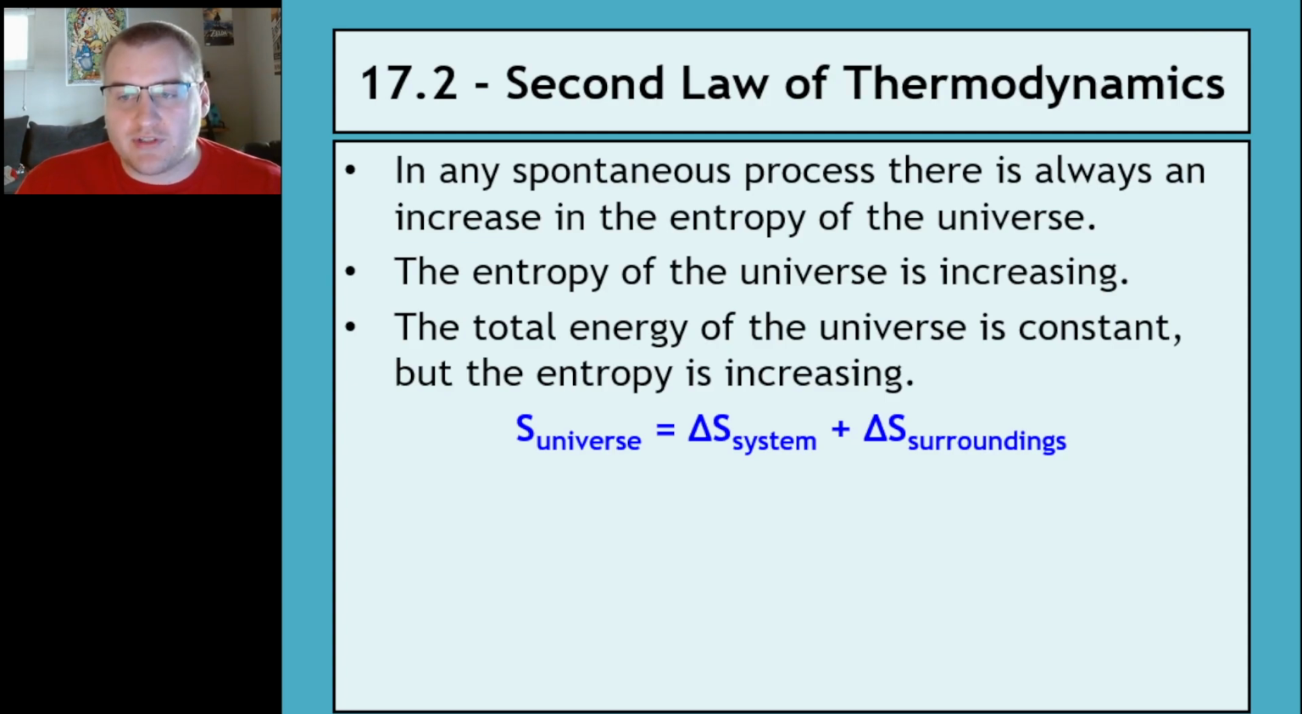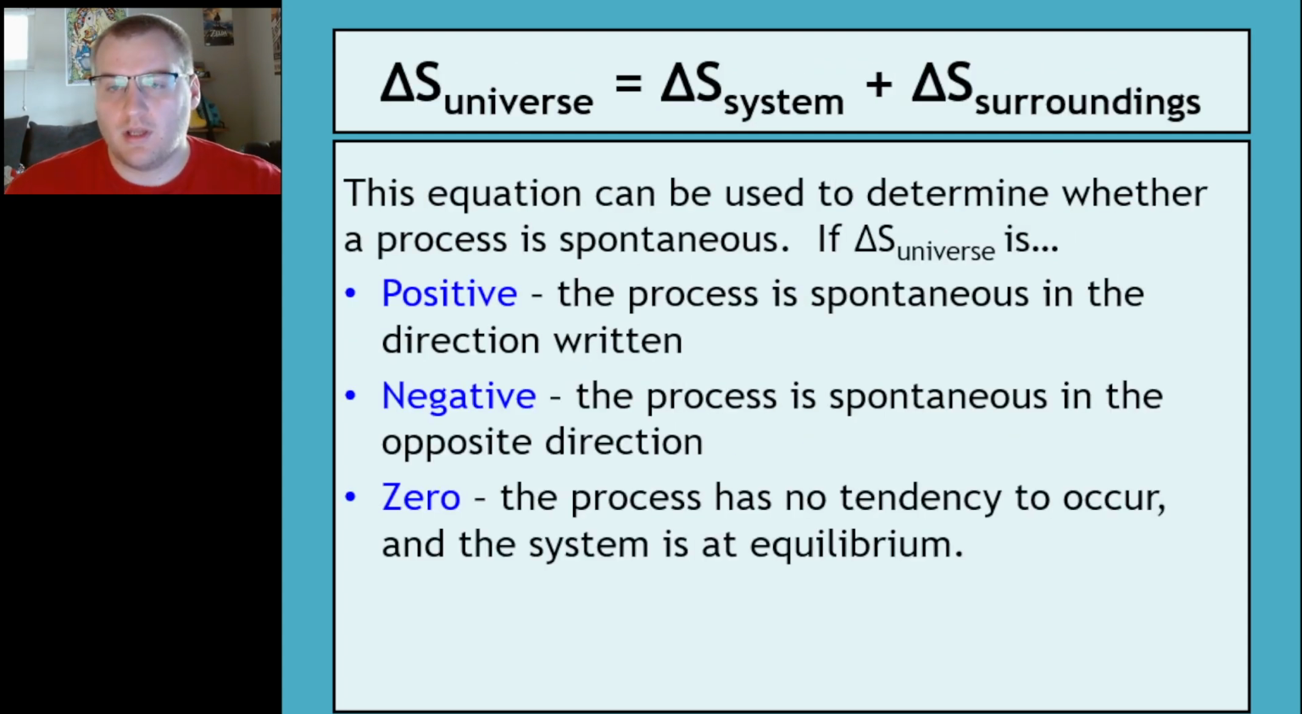So the entropy of the universe equals the entropy of a system plus the entropy of the surroundings. But in a spontaneous process, the entropy of the universe goes up. This will have some context we'll get to later. This equation can be used to determine whether a process is spontaneous. If the entropy of the universe is positive, the process is spontaneous in the direction written.